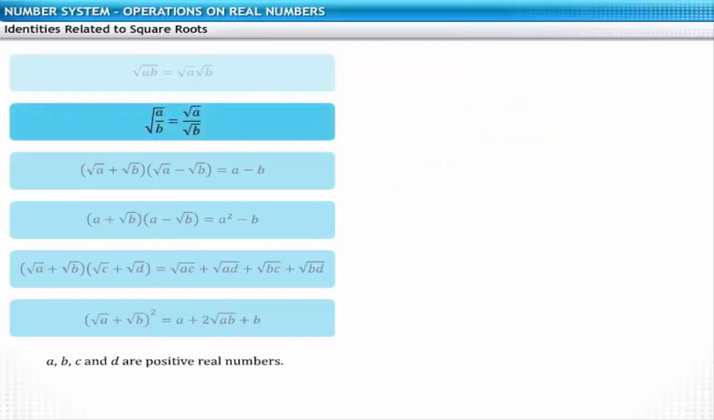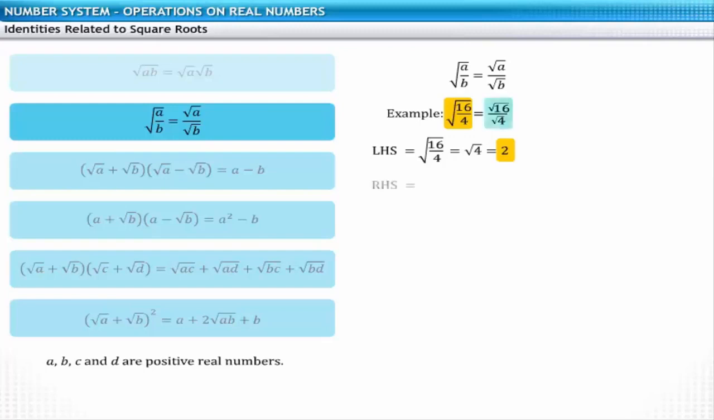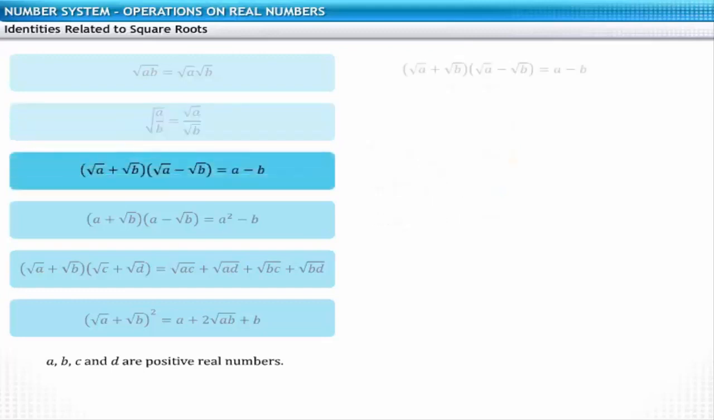The second identity is the square root of A divided by B is equal to the square root of A divided by the square root of B. Let's take this example. The left-hand side of the example is the square root of 16 divided by 4, equal to the square root of 4, which is equal to 2. Similarly, on simplifying the right-hand side, we get 2. Thus, it is verified.